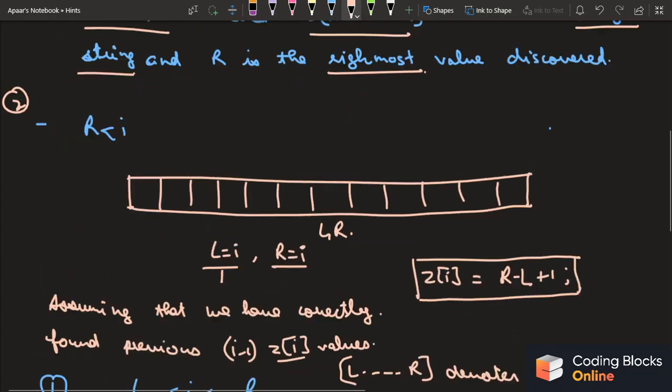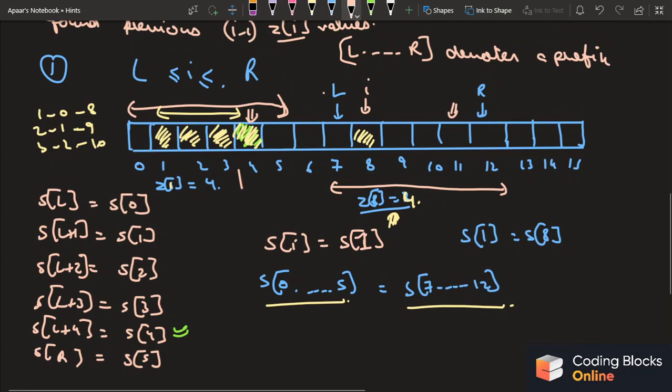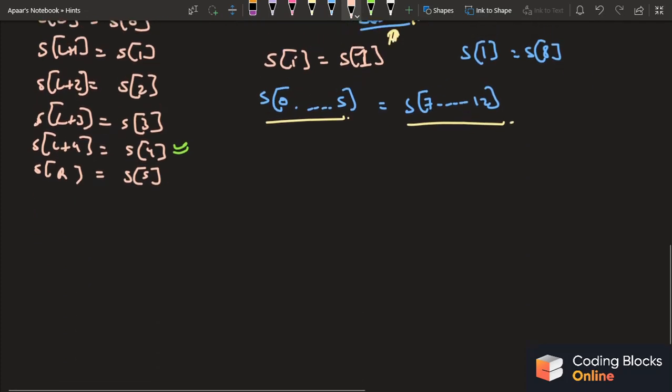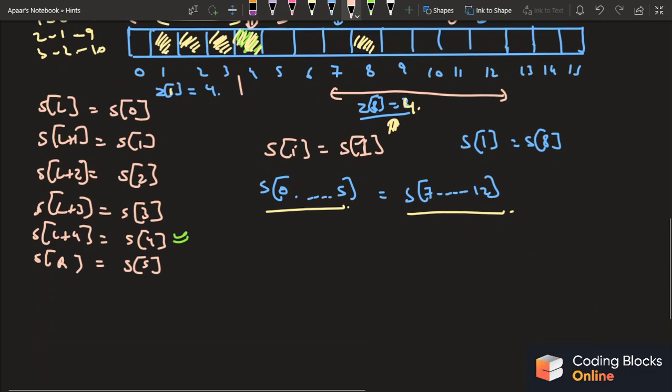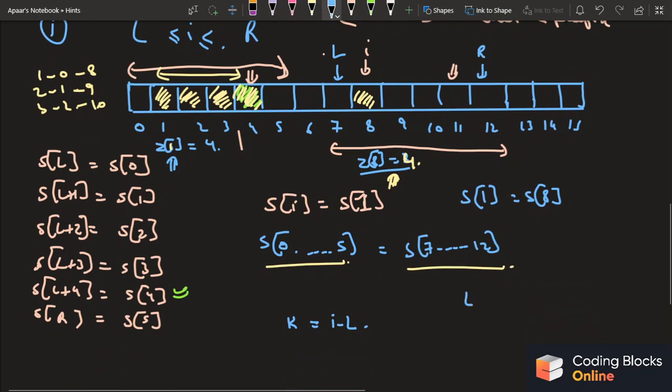Let me just make one thing over here. Let's take a new variable k and let us make it equal to i minus L, right? So this k actually represents that prefix index. If L to R is 7 to 12, let me just write it. Then what is k for i equals 8? It will be 1, right?